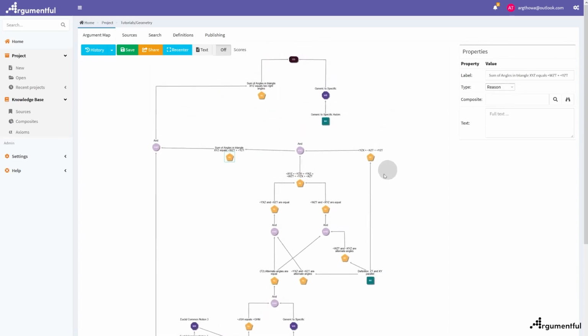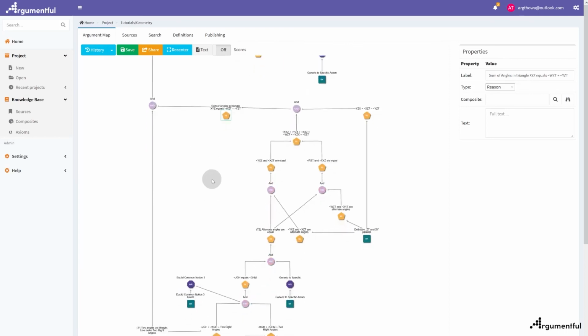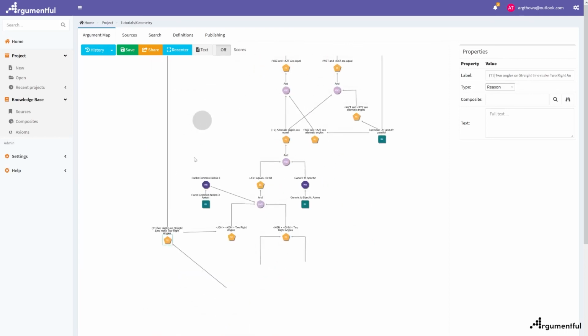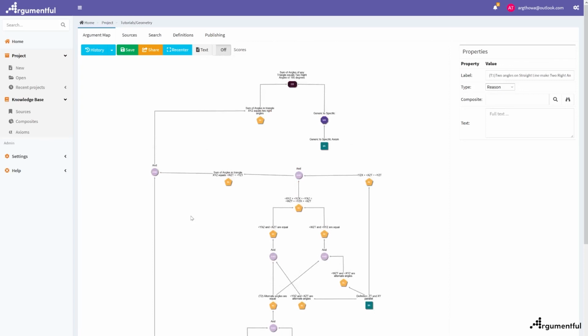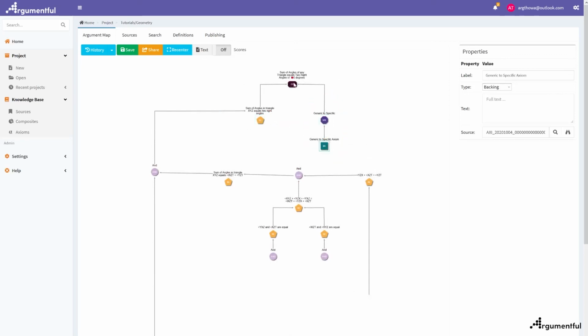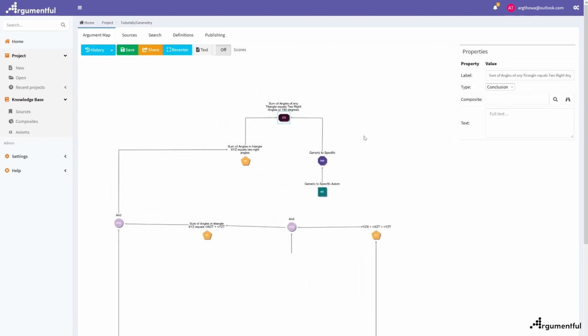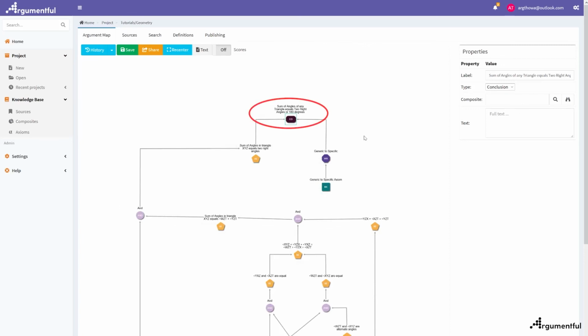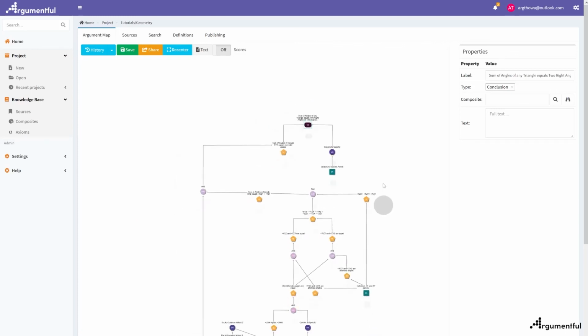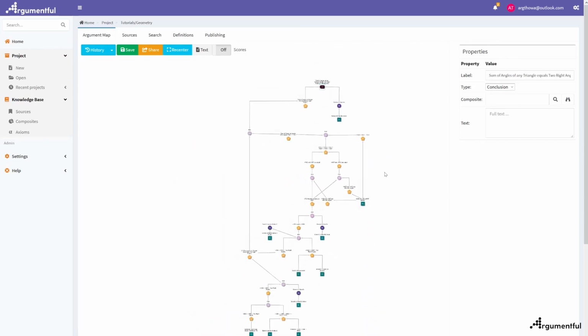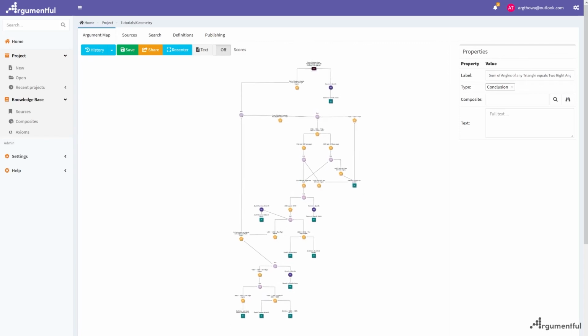This subconclusion, together with T1, two angles on a straight line make two right angles, prove that the sum of angles in triangle XYZ is two right angles. So here's the subconclusion that states this. Finally, this node, coupled again with the generic to specific axiom, they prove that the sum of angles in any triangle is two right angles, which is our final conclusion. That's it. We've just proved that for any triangle, the sum of its angles is equal to two right angles, or 180 degrees, and we did that by using an argument map.